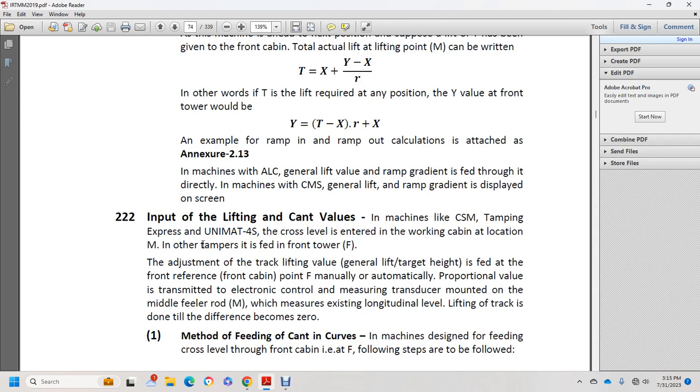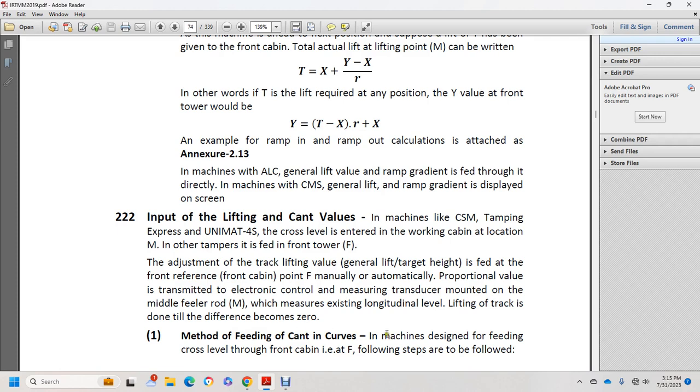In the machine with CMS, the tamper controls the unit of the cross level at the working cabin location M, with the other tampers fed at the front of the tower F. The adjustment of the track lifting valve is with the general lift of the target height, fed with the front reference at the front cabin point F, through the manual automatic proportional valve. The electronic control transmits the measure from the transducer on the mid feeler rod M, measuring the existing longitudinal level, for lifting of the track until the difference becomes 0.